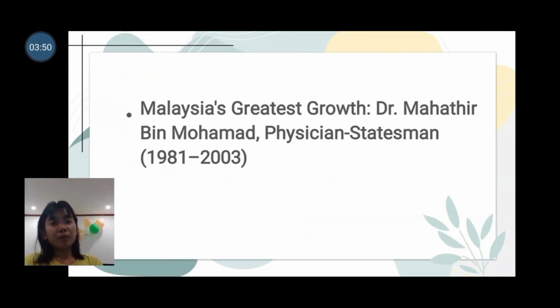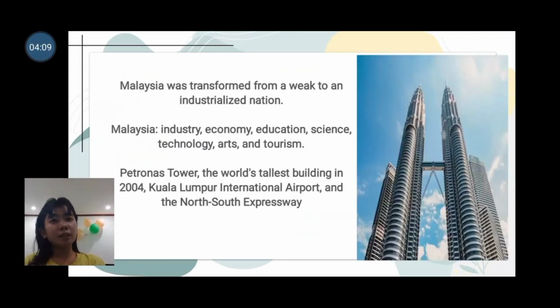So Malaysia was transformed. Before, Malaysia was weak, and now it has become a new industrial nation. And also we have the Malaysian industry. So this is the industry of Malaysia.